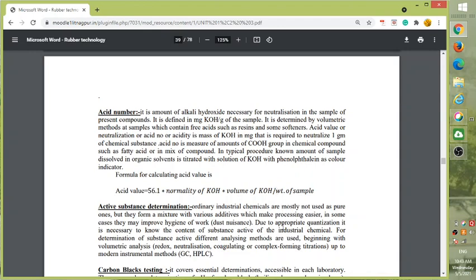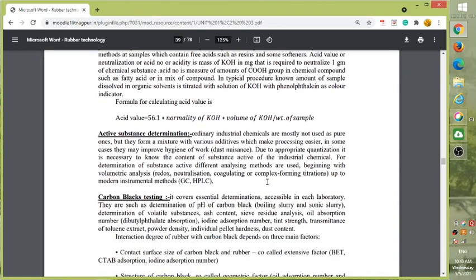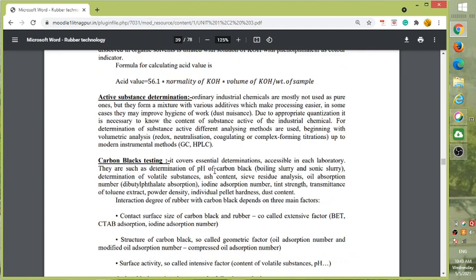Okay, now active substances determination. Now ordinary industrial chemicals are mostly not used as pure ones, but they form a mixture with various additives which make processing easier. In some cases, they may improve hygiene of work. Due to appropriate quantization, it is necessary to know the content of active substance of the industrial chemical.